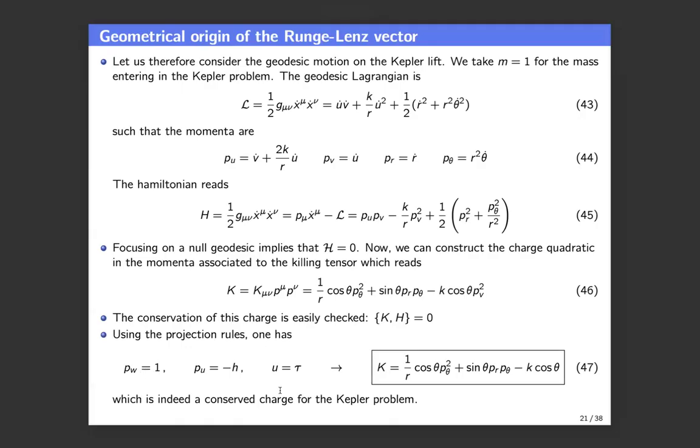So you can check that K H is 0. And then you can use the projection rule that I introduced before, which is a canonical projection rule, to find the conserved charge, which is given by this. And this guy is nothing else than the conserved charge of the Laplace-Runge-Lenz vector.